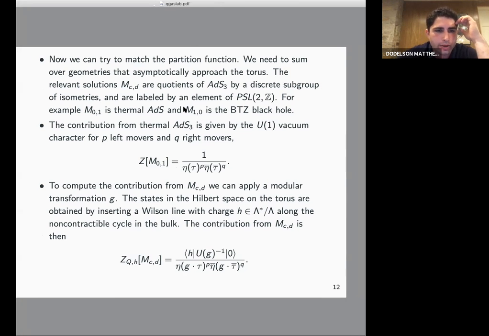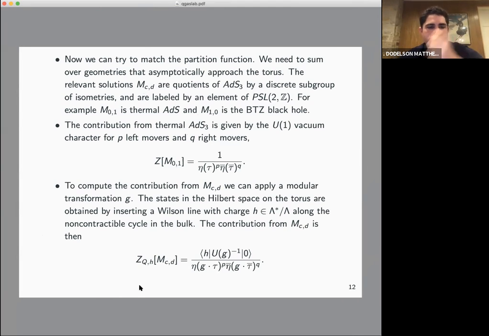So now let's compute the partition functions. For thermal AdS3, the contribution is given by the U(1) vacuum character for P left movers and Q right movers. So that's just equal to 1 over eta to the P times 1 over eta bar to the Q. Okay, so that's pretty simple. And to get the contribution from other geometries, we just apply a modular transformation.